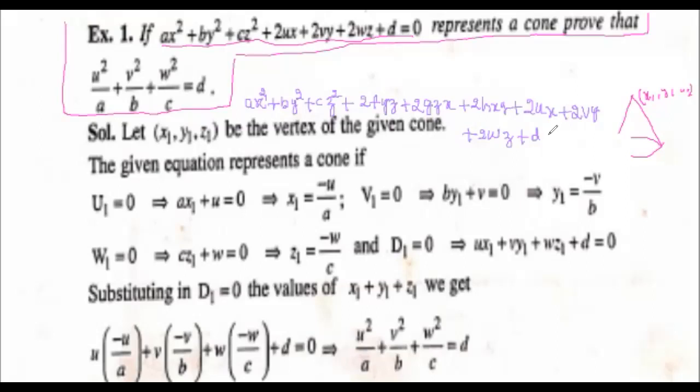But what is the given equation? The given equation is here. Now what is happening here? In this particular case, f is 0, and g is 0, since there is no zx term. And there is no h term, the xy term is also not there.